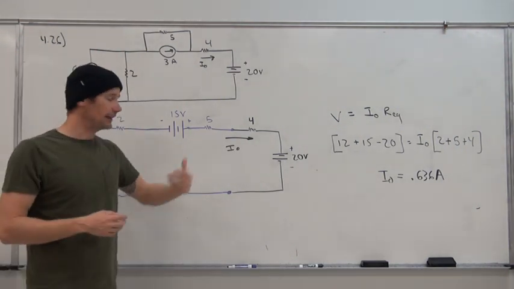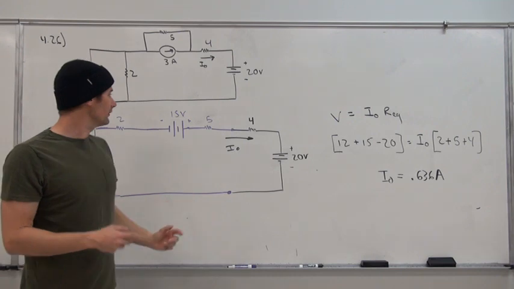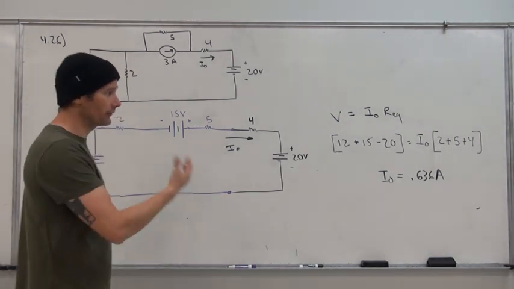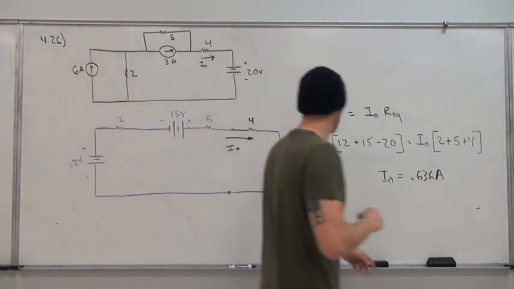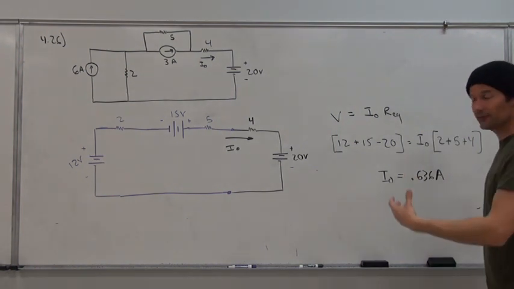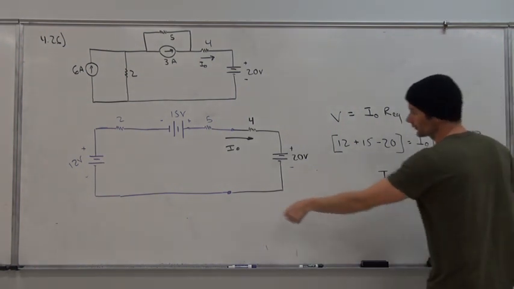And from here, to find I naught, all we have to do is stay consistent with this arrow and go around the closed loop and apply KVL and also Ohm's law. So that's exactly what we had to do. V is equal to I naught times the equivalent resistance in series. So here we go around the closed loop.